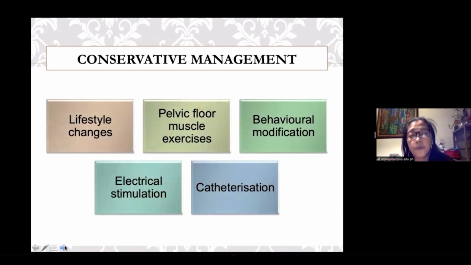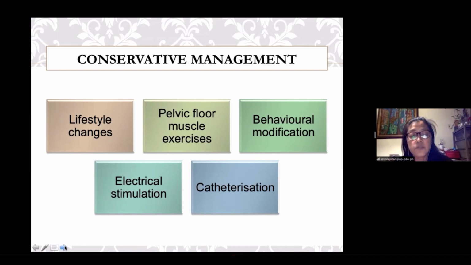Conservative management for women with voiding dysfunction includes all these strategies presented here, regardless of what type of voiding dysfunction they have. Lifestyle changes such as weight loss, proper fluid intake, limited caffeine and alcohol intake have been shown to improve, for example, overactive bladder symptoms.